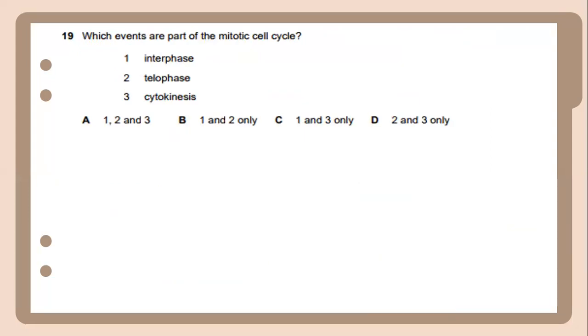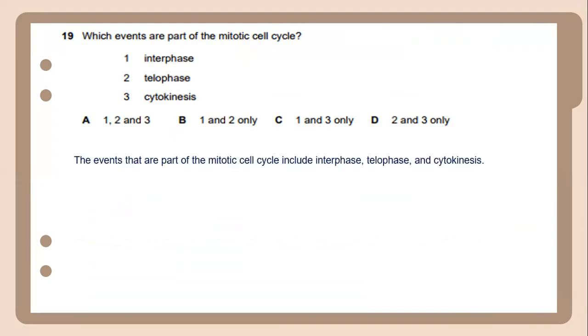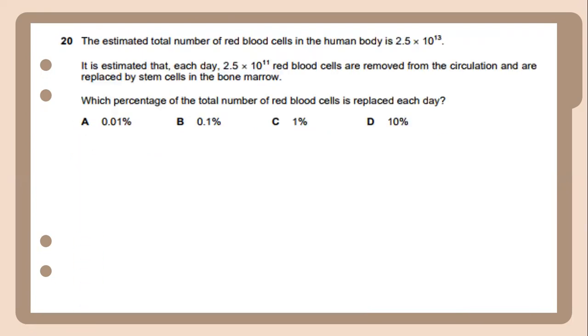Which events are part of the mitotic cell cycle? Interphase, telophase, or cytokinesis? The events that are part of the mitotic cell cycle include interphase, telophase, and cytokinesis. The answer will be 1, 2, and 3.